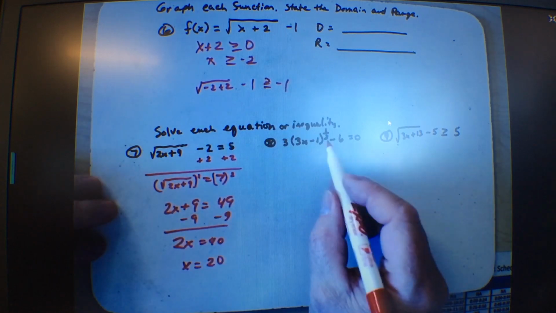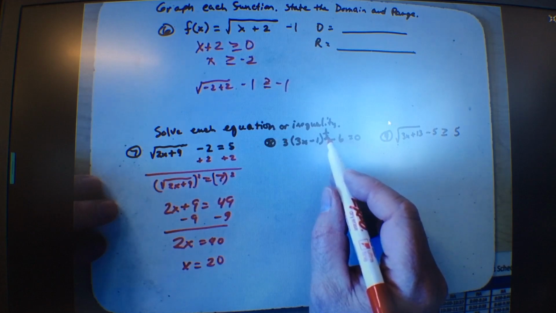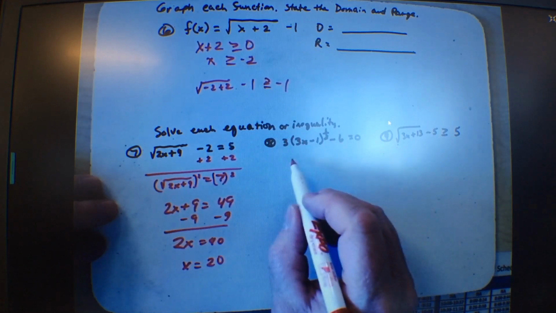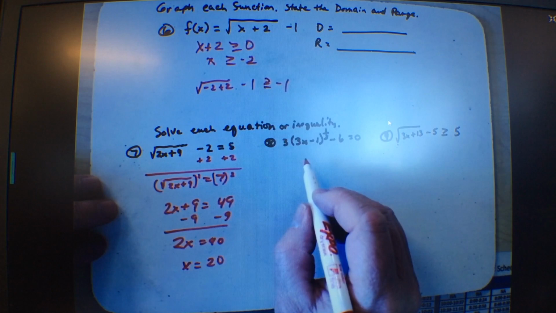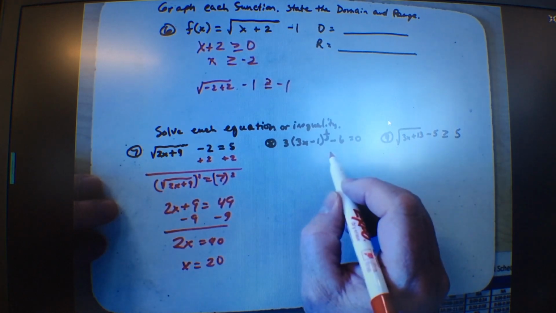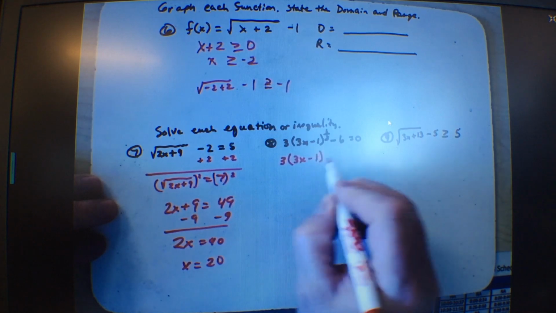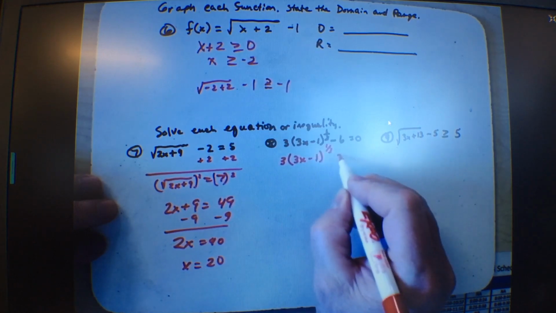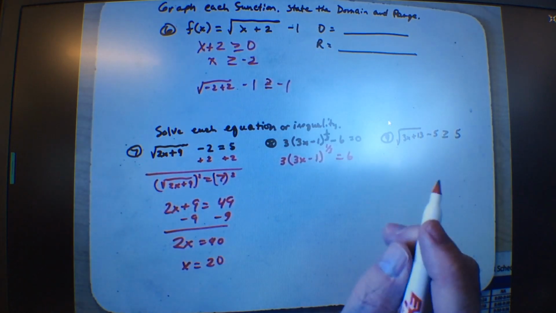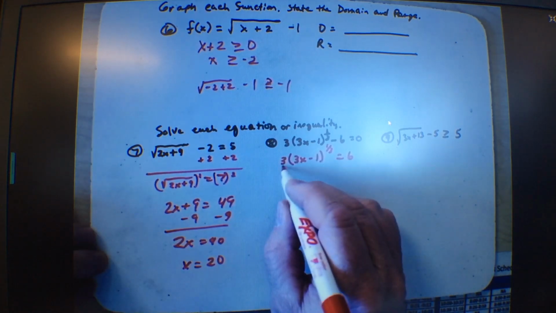Okay. What about this one? That's to the 1/3 power if you can't tell. What do I do first? Add 6 to both sides. Then what? Divide by 3.